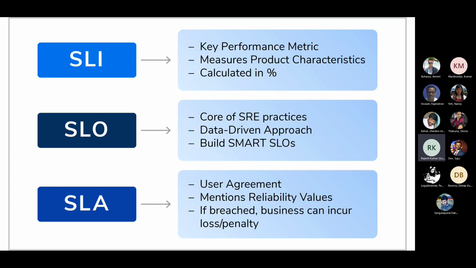Okay, so SLI, SLO, SLA: key performance metrics, measuring product characteristics calculated in a percentage. SLO is the core of SRE practices, a data-driven approach, build smart SLOs. By the way, an SRE team is not an SRE team without SLO and SLA. That means if you have not set the SLO at least, I'm not sure about the SLA, but that means you do not have an SRE team, because the core principle of an SRE team is to eliminate toil. The second one is managing the service level. If you have not set SLOs, what are you working for? What is your objective? What is your target for the team? So it's important. And then SLA.